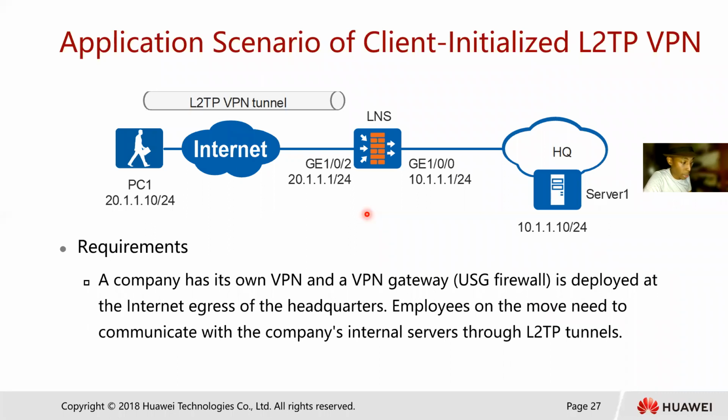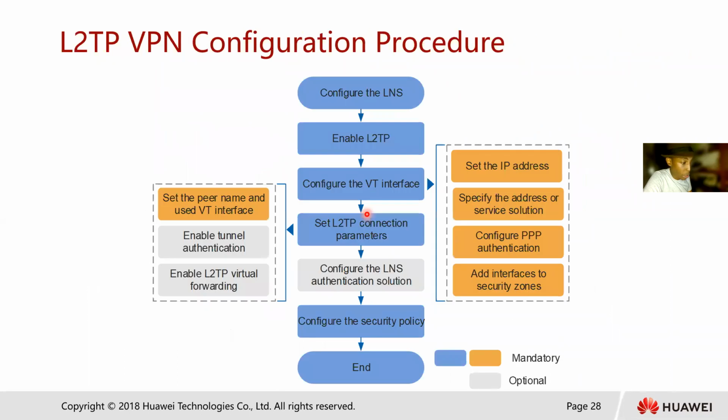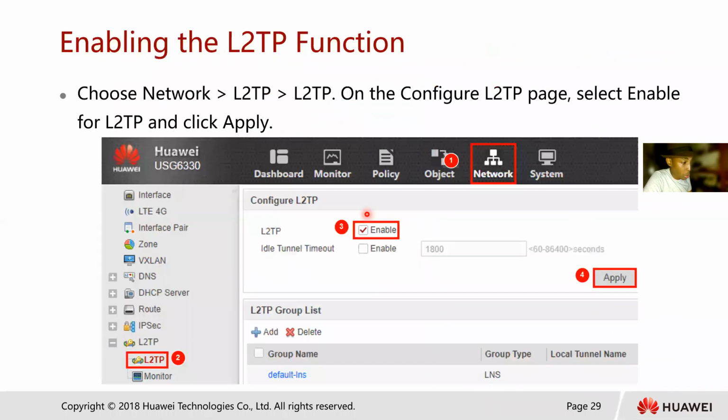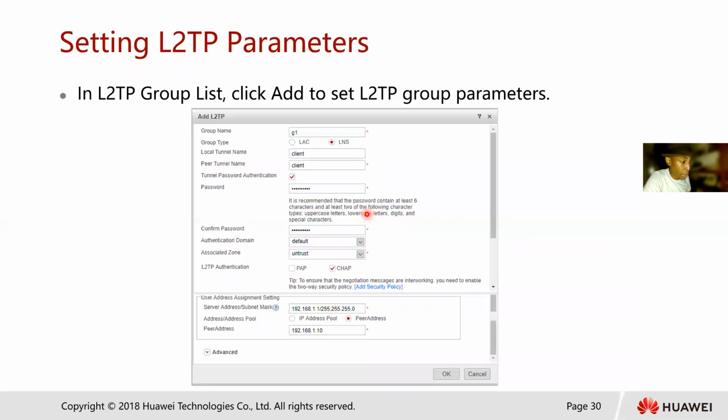So let's go on. I was thinking about employees on the move who need to communicate with the company's internal server through what we call Layer 2 Tunneling Protocol tunnels. So that is some of the application scenarios. You can look at the configuration procedure there. How does it really function on a firewall? You can see on the web user interface. You can look at the numbers and see how to set the parameters.